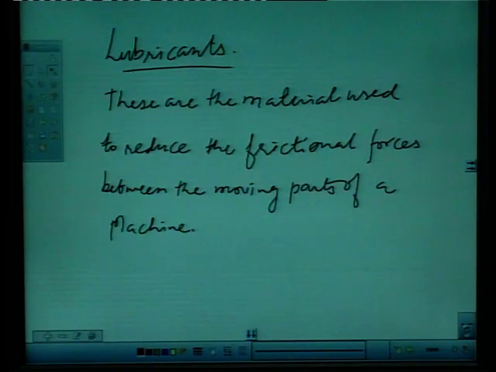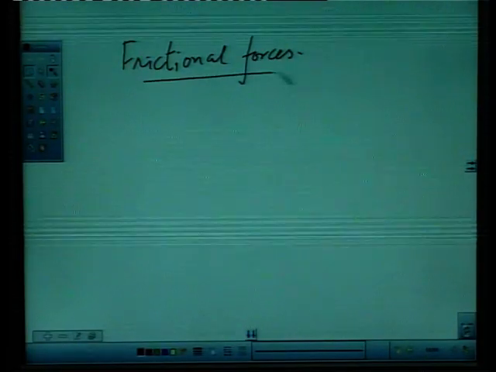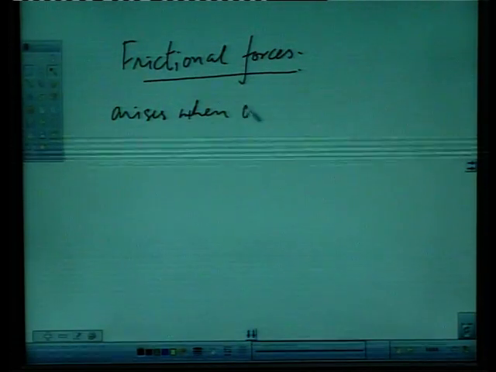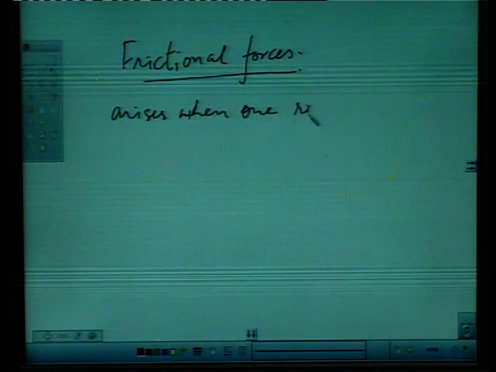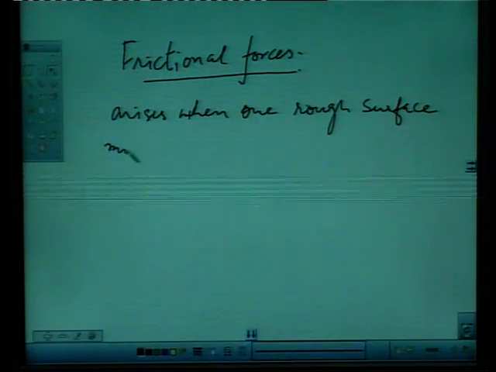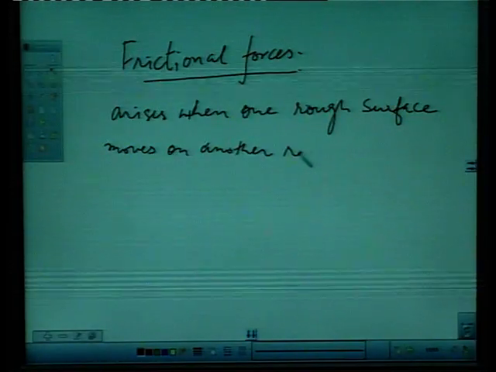So what are frictional forces? How do frictional forces arise? Frictional forces arise when one rough surface moves on another rough surface.